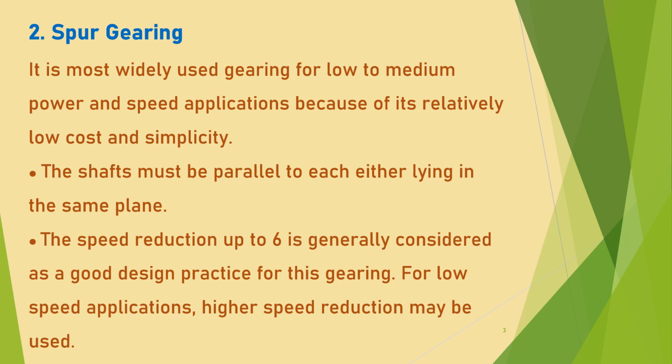Spur gearing is the most widely used gearing for low to medium power and speed applications because of its relatively low cost and simplicity. The shafts carrying these gears must be parallel to each other and they must lie in the same plane. The speed reduction up to 6 is generally considered as a good design practice for this gearing, but for low speed applications a higher speed reduction may also be allowed.